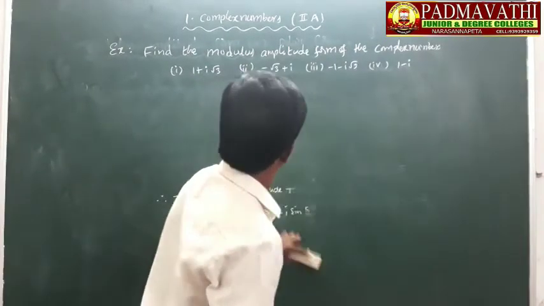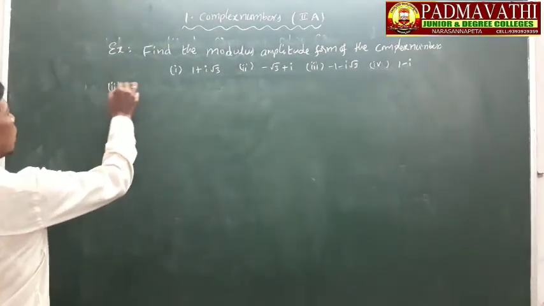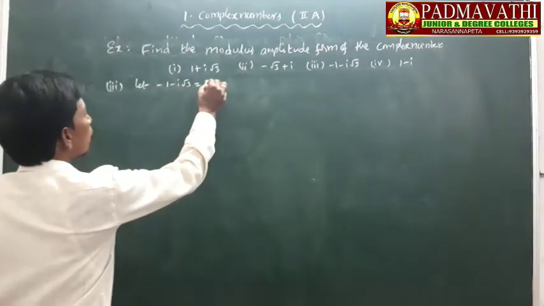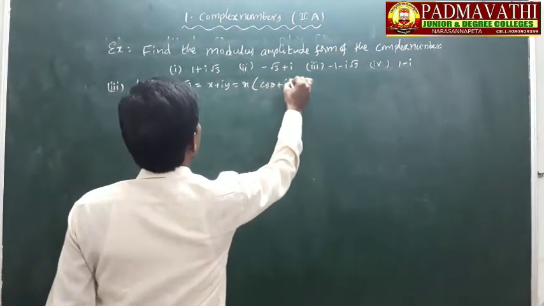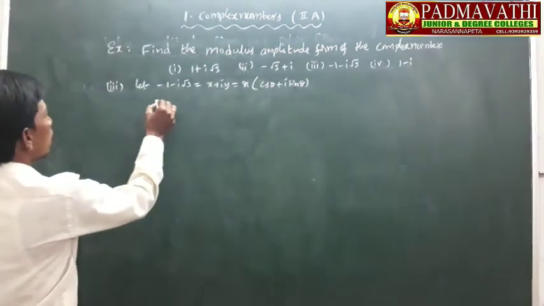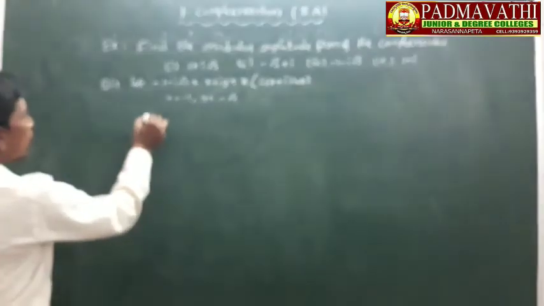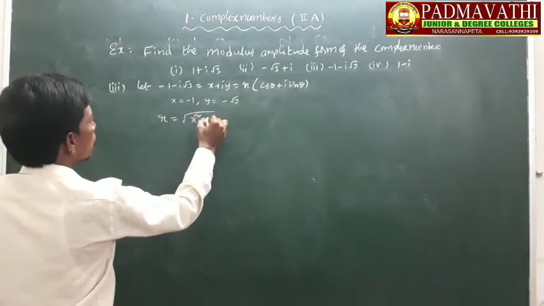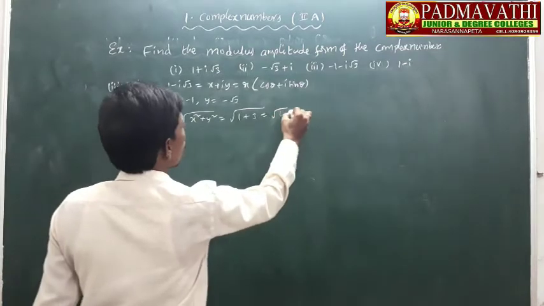Next problem, third one. Let minus 1 minus i root 3 equal to x plus iy, that equals r into cos theta plus i sin theta. x equals minus 1, y equals minus root 3, and r equals square root of x square plus y square, so that equals square root of 1 plus 3, that is root 4 equal to 2.